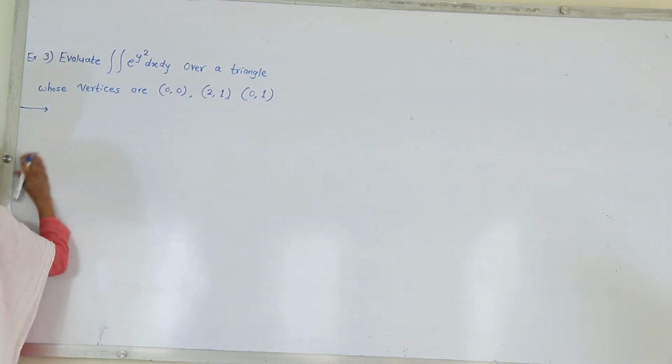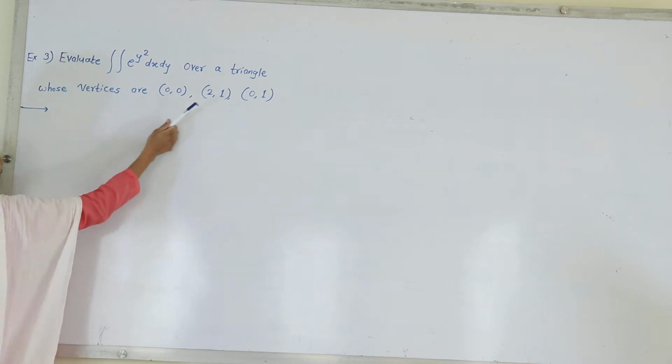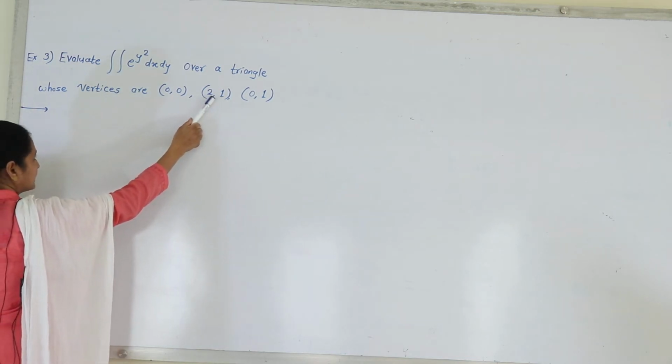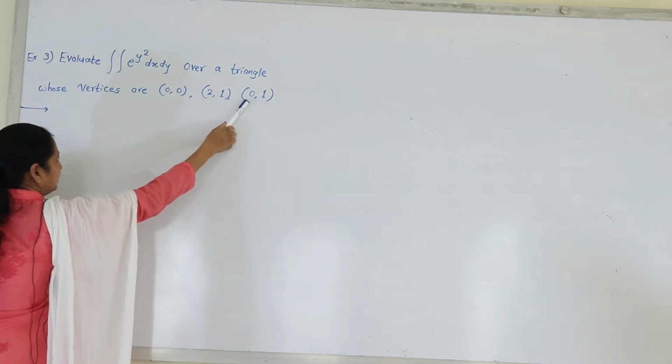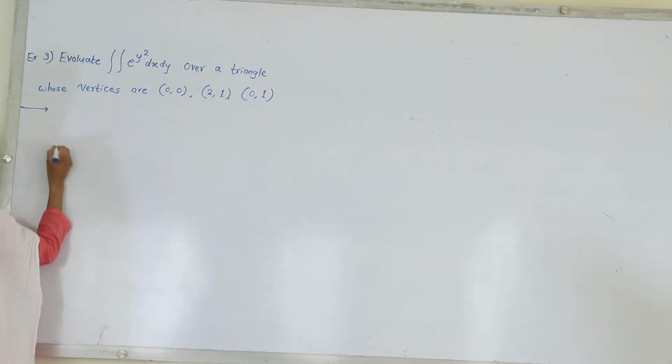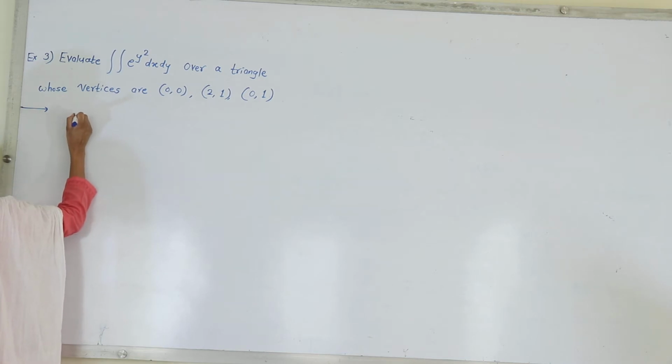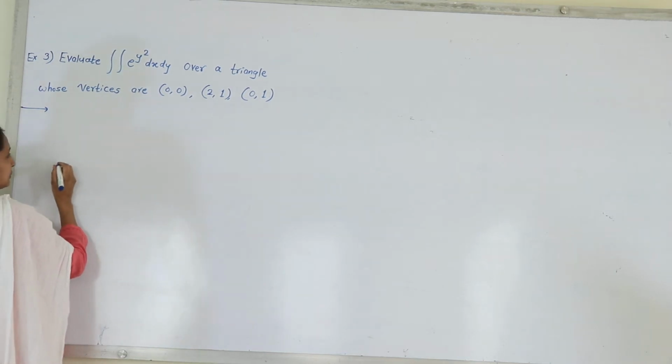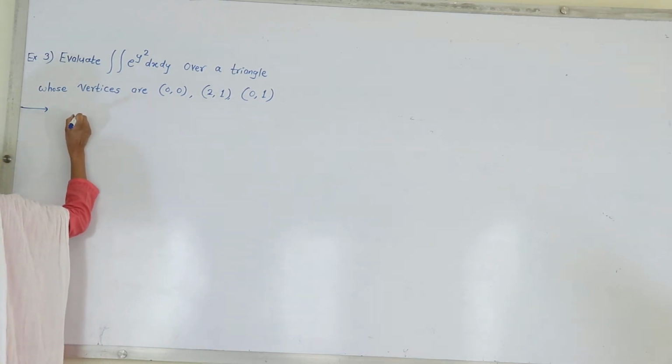(0, 0) means origin. (2, 1) both coordinates are positive. (0, 1) this is also a positive coordinate, therefore the figure is in the first quadrant. Therefore first we have to draw the figure directly because points are given.